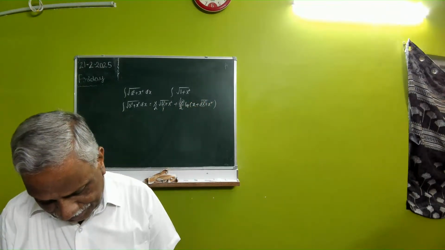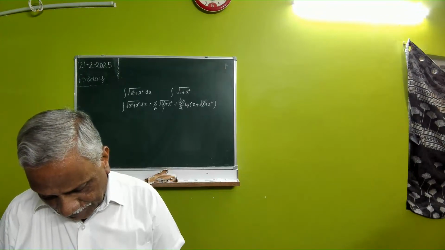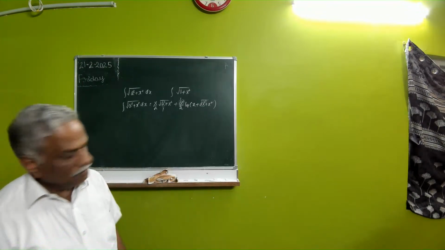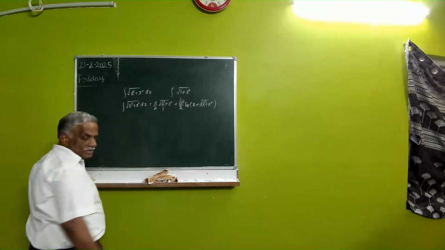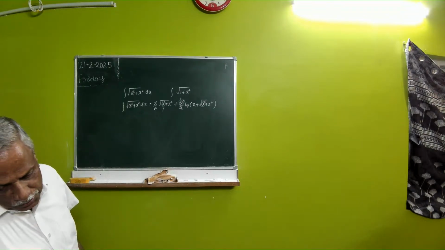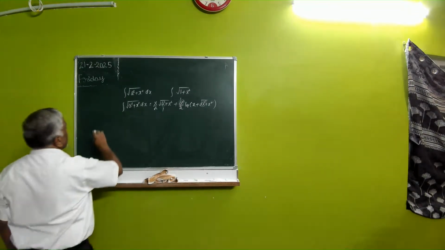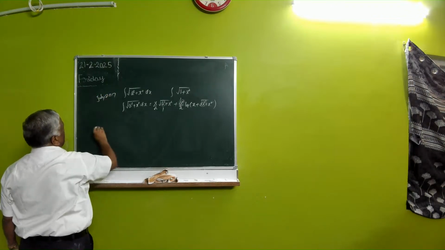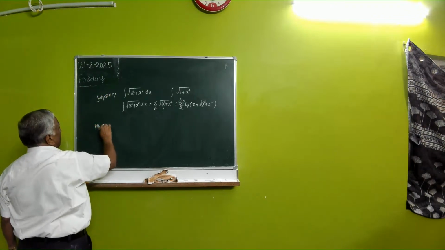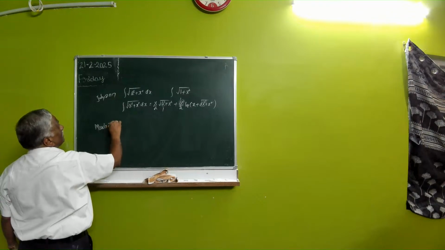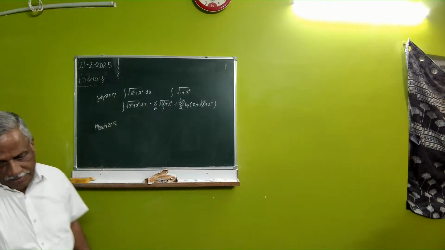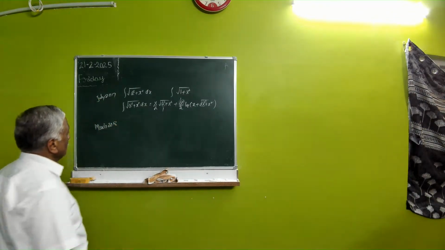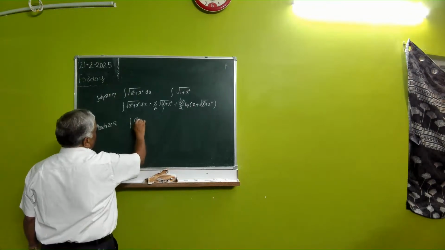The next year, they have given, that is March 2018. This is July 2017. March 2018. The problem given is: evaluate dx over x square plus a square.